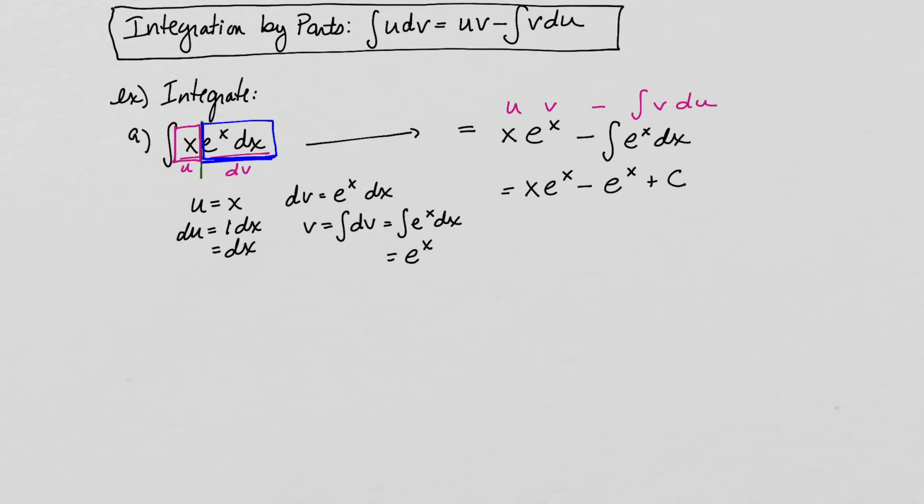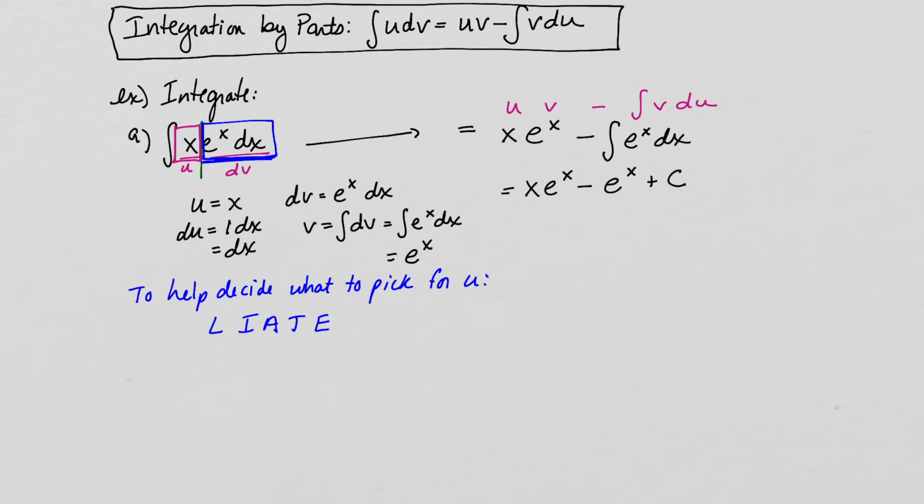So as you guys are asking me questions, you might guess that one of the hardest things is to figure out what should I pick for u? Like how did you know you should pick x for u? So I have something to help decide what to pick for u. I use the acronym LIATE, or LIATE, depends how you want to pronounce it. And this tells you the order of what to pick for u.